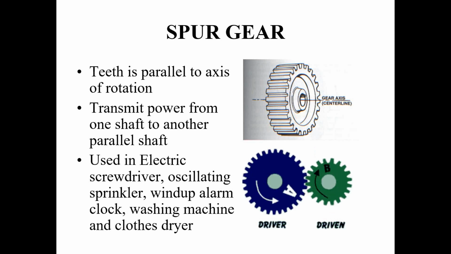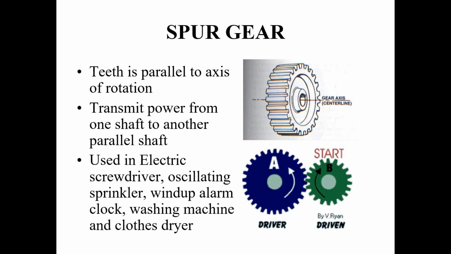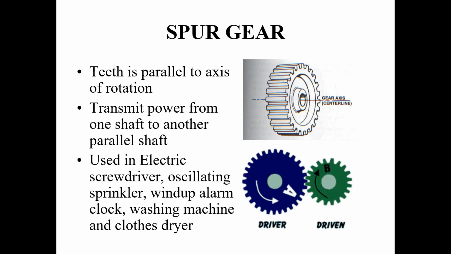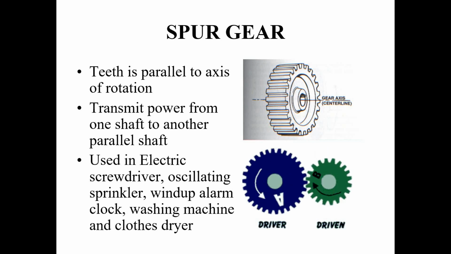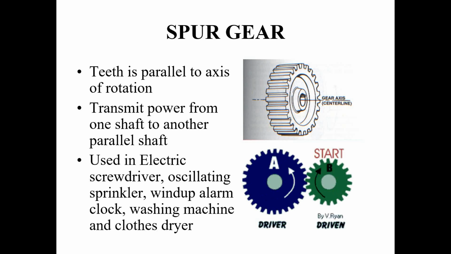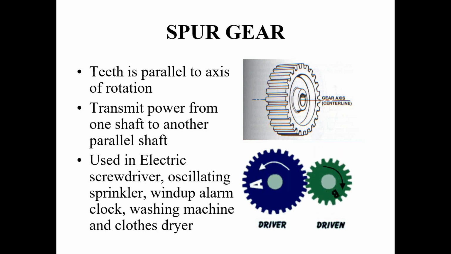First, spur gear. From the image itself we can see it has a design of teeth around a circle. The teeth are parallel to the axis of rotation. The main design of this kind of gear is helpful to transmit power from a driving shaft to a driven shaft.